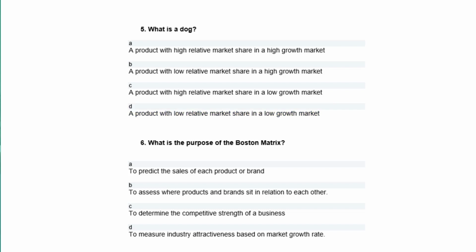What's the purpose of the Boston matrix? To predict the sales of the product, to assess where products and brands sit in relation to each other, to determine the competitive strength of a business, to measure industry attractiveness based on market growth rate. Well, the answer here is clearly B. It's to assess where products sit in relation to each other.